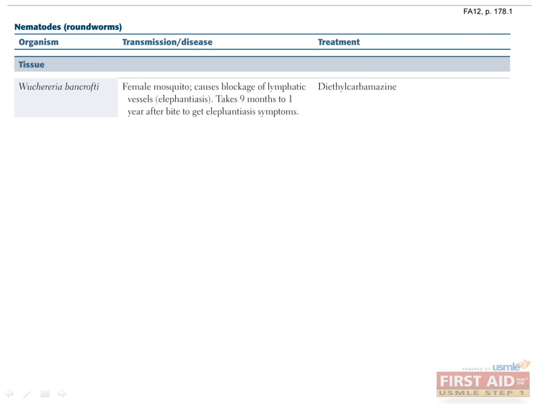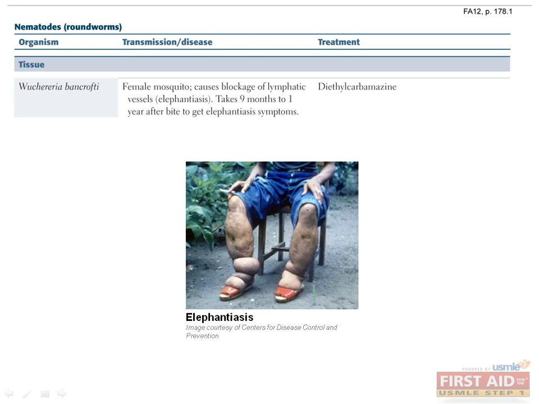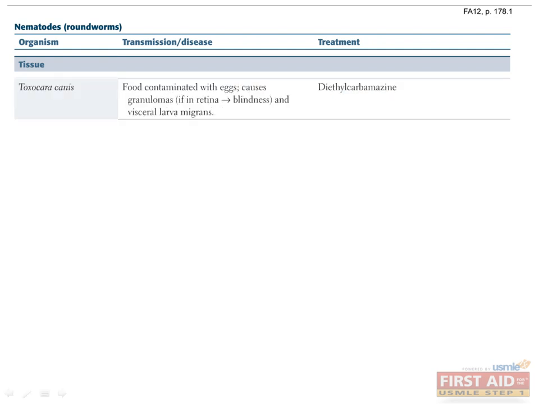Wuchereria bancrofti is transmitted by mosquito bites that release the nematode into the blood. Microfilariae reach the lymphatic system and mature into adults. Fibrosis around these adult W. bancrofti leads to obstruction of the lymphatic system and subsequent edema, and scaly skin of the genitalia and lower extremities can be quite severe. This is known as elephantiasis. Treat with diethylcarbamazine.